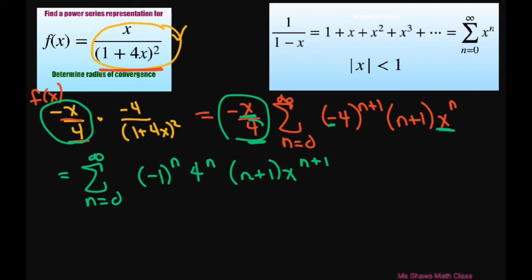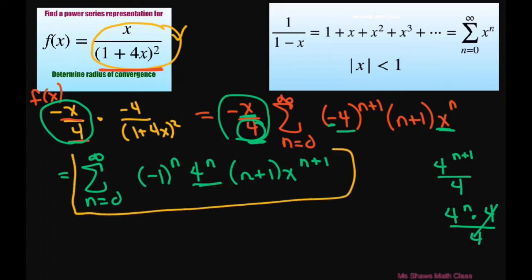And here you're dividing by 4. So if you take 4 to the power of n plus 1, divide it by 4, that's the same as 4 to the nth times 4 divided by 4. So that's why we're just left with 4 to the nth power there. So that is your answer. That is your power representation given right here.